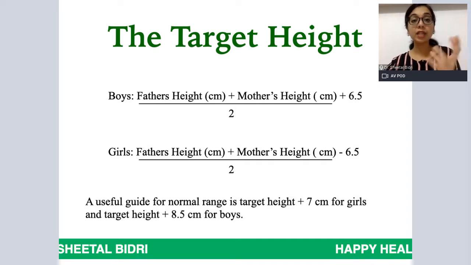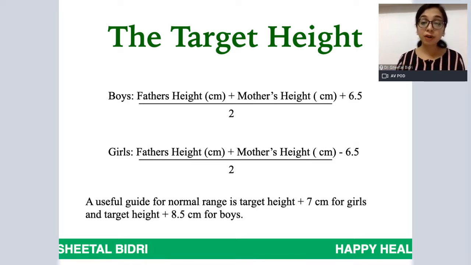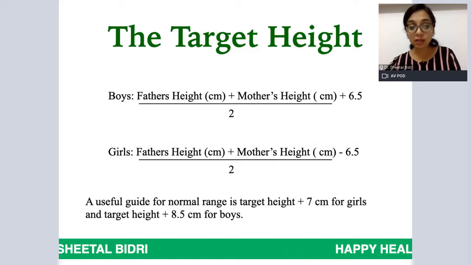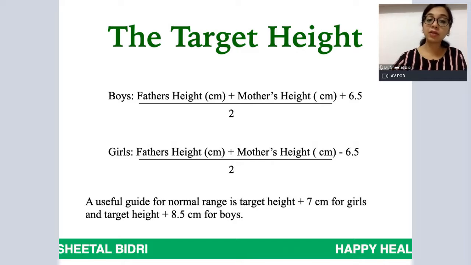So the father's height plus the mother's height divided by 2, plus 6.5 for boys and minus 6.5 for girls. This becomes important because in my clinic, a lot of patients ask, "Doctor, please give me medicine so the child can grow in height. I want him to be tall." So we need to know if the particular constitution allows him to grow as the parents want. A useful guide for normal height would be plus 7 centimeters for girls, and the target height is plus 8.6 centimeters for boys.